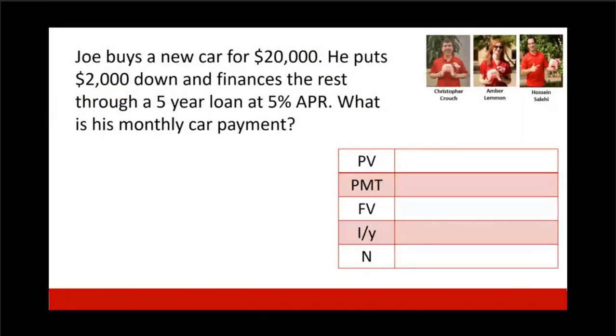All right. So a problem. Joe buys a new car for $20,000. He puts $2,000 down and finances the rest through a 5-year loan at 5% interest. What is his monthly payment? What's our present value? $18,000. Why? $2,000 down payment. Right. So it's $20,000 minus the $2,000. You have $2,000 down. It is $18,000.